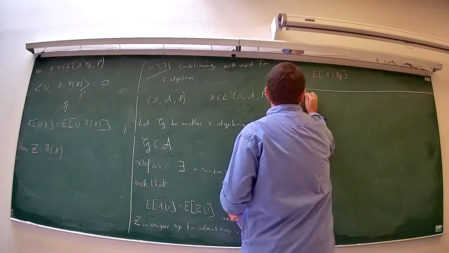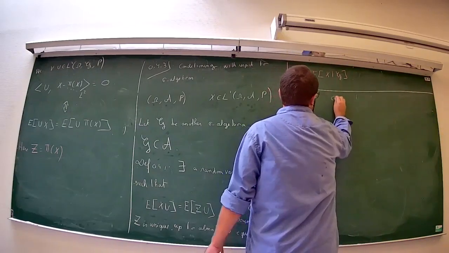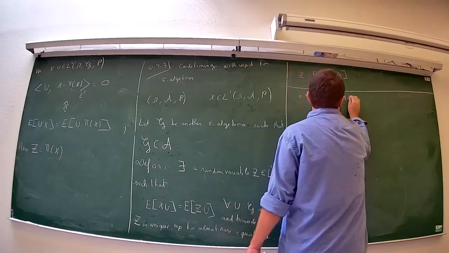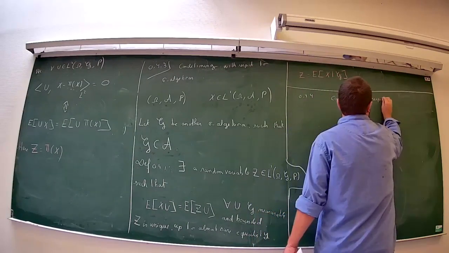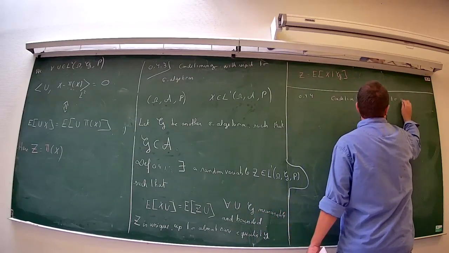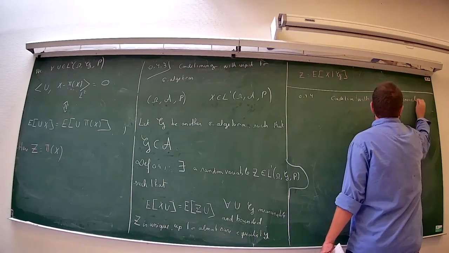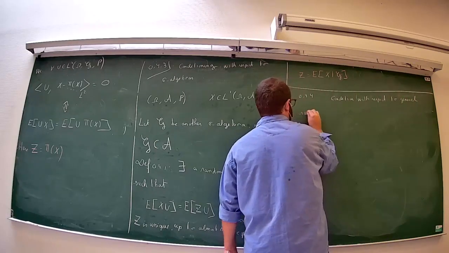Section 0.44: conditioning with respect to general random variables.